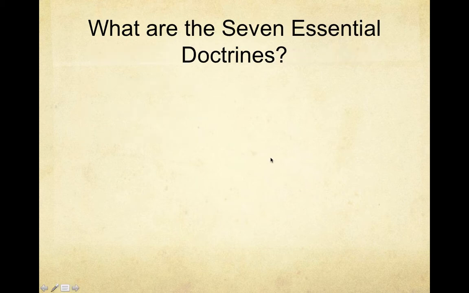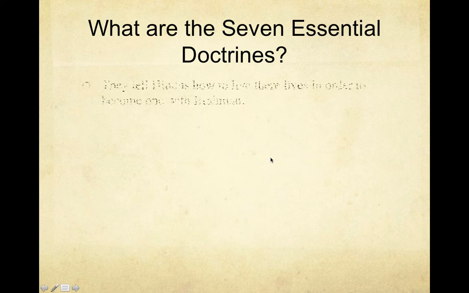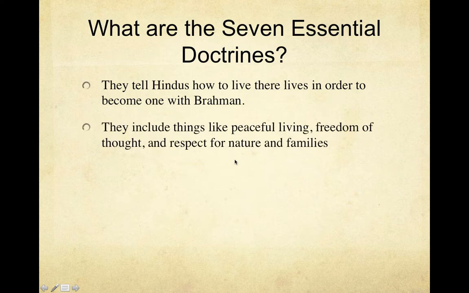Okay, the 7 essential doctrines. Basically, they tell Hindus how to live their lives in order to become one with Brahman. So you have to go through this process of following these 7 essential doctrines. They include things like peaceful living, freedom of thought, respect for nature and family. And this is a huge belief for the Hindus, okay? All of these things are included, and it's basically just proper living.